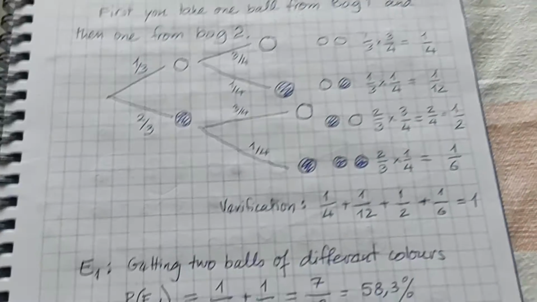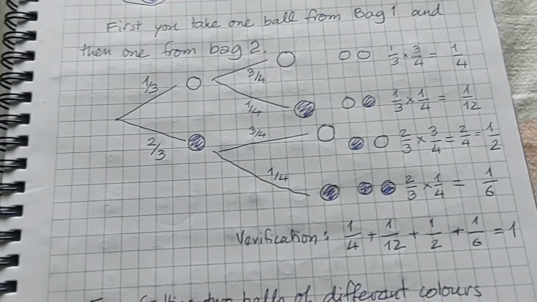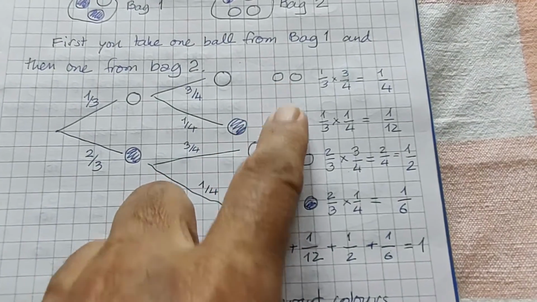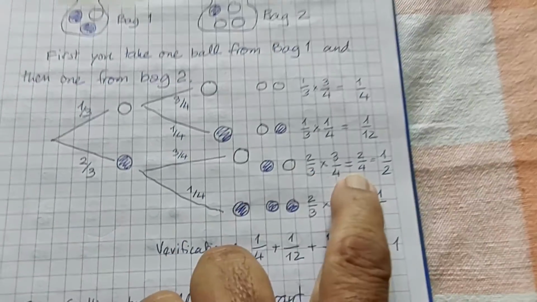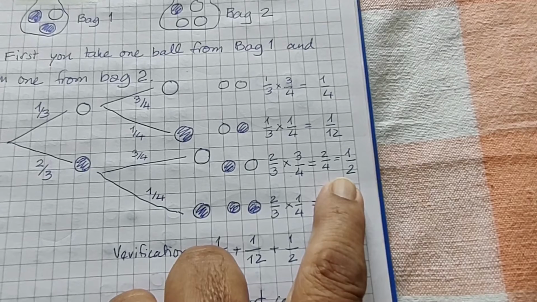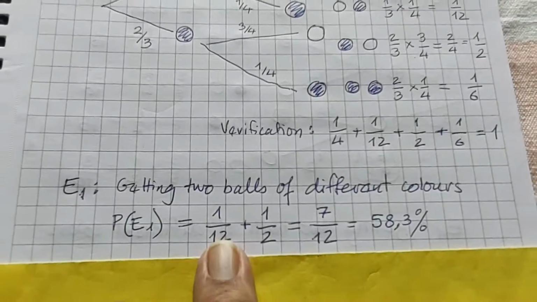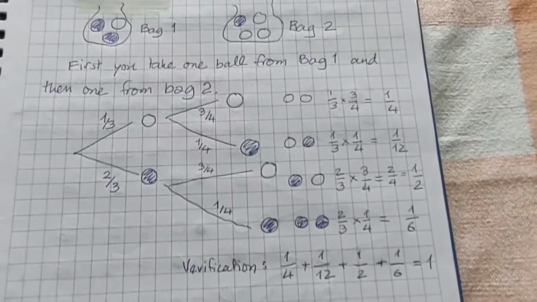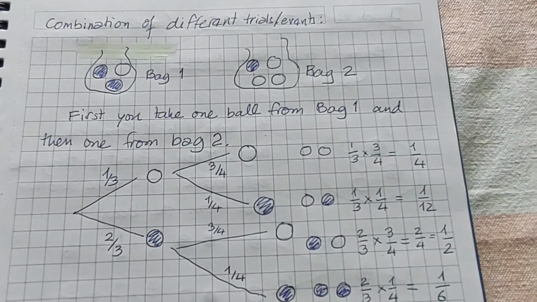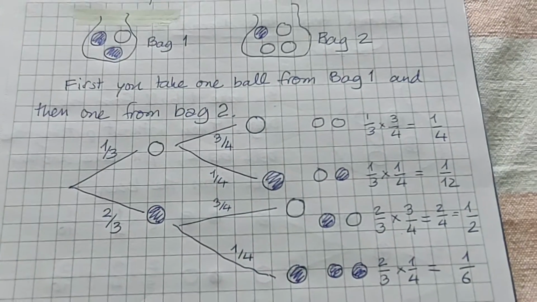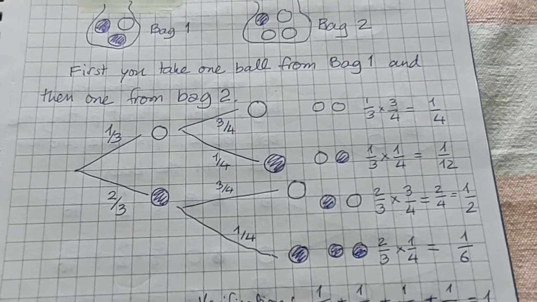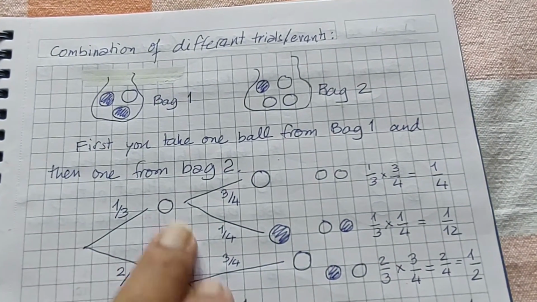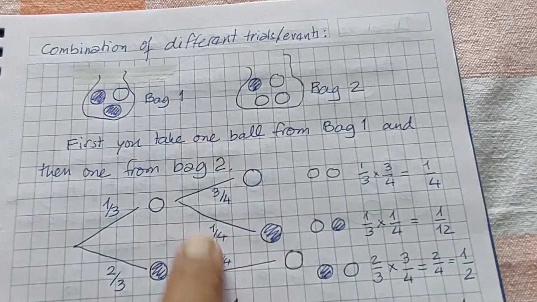So here, if I define an event E1 as getting two balls of different colors, two balls of different colors are only this case and this case, so you have to add up 1/12 plus 1/2. It's 7/12, so 58.3%. So you have a 58.3% chance in this particular experiment of getting two balls of different colors. Now remember, I've shown you this because the first trial is of one random event and the second trial is of another random event.